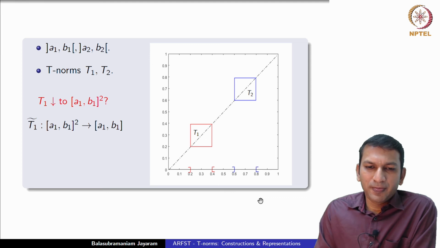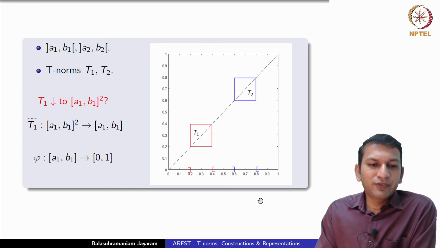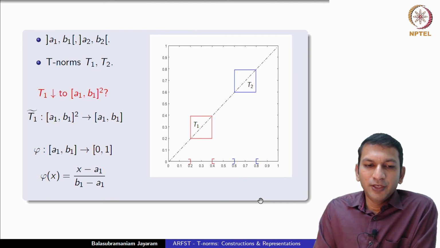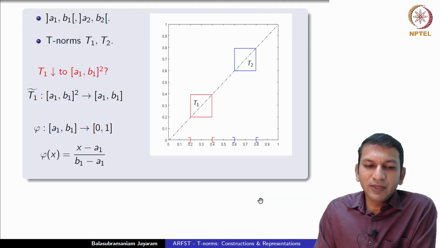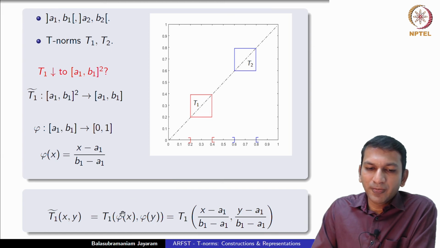How do we do this? Well, from what we have seen so far, it appears that we could just make use of a transformation, a phi from A1, B1 to 0, 1. One such phi is just the usual linear transformation. Using this, we could define T1 tilde of x, y like this. Remember, x and y are coming from A1, B1. Now, we want to apply T1, but T1 acts only on the 0, 1 square. But that's what phi does. Phi takes x, which is in A1, B1, to 0, 1. Similarly, phi of y is also in 0, 1. And this is how it is defined.